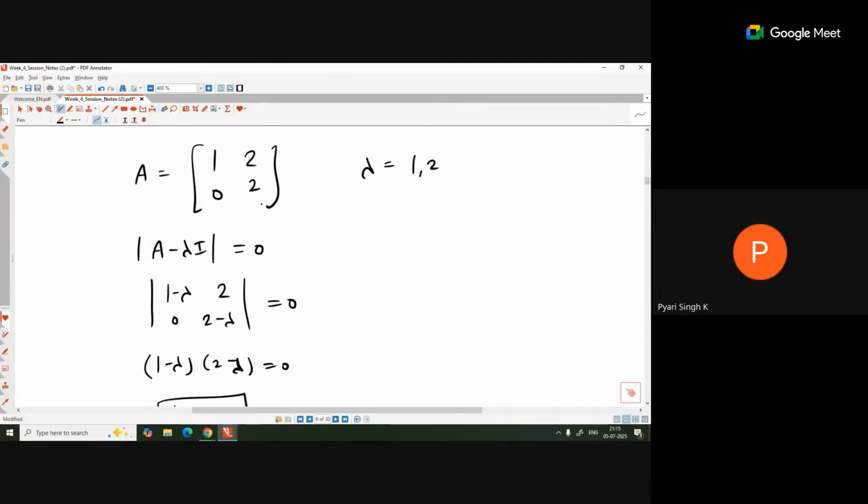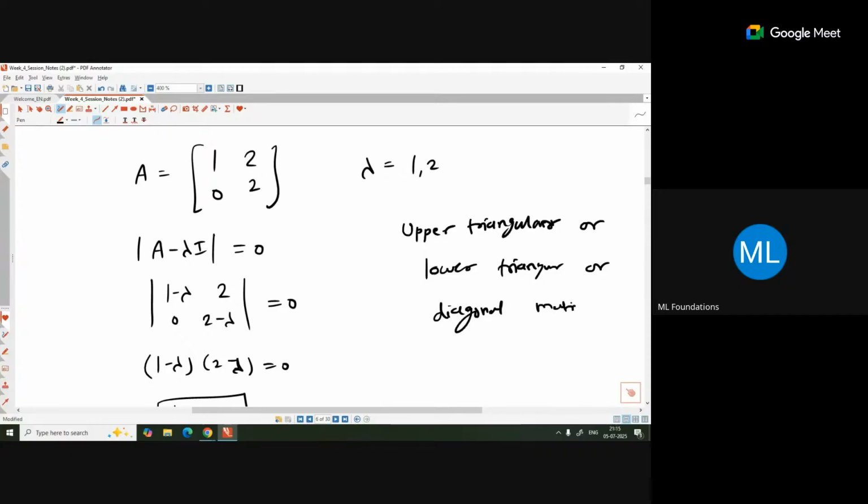Sir, could you please repeat that property you said? The property is that if you have an upper triangular or lower triangular matrix or diagonal matrix, you know what a diagonal matrix is? A matrix where all elements are 0 except the diagonal elements. For these special matrices, the diagonal entries actually represent the eigenvalues.